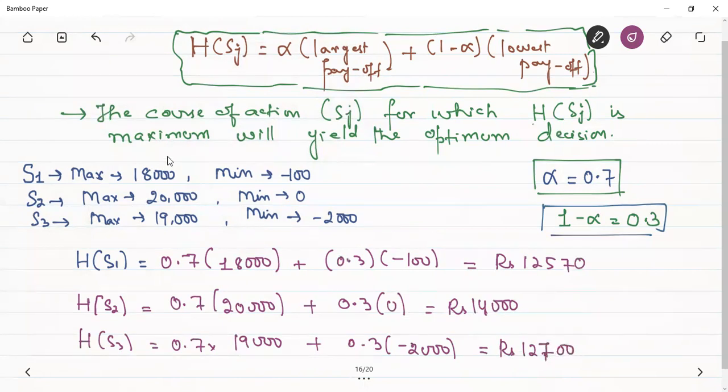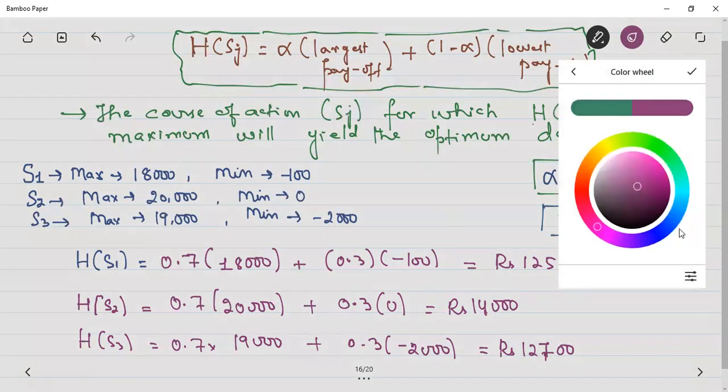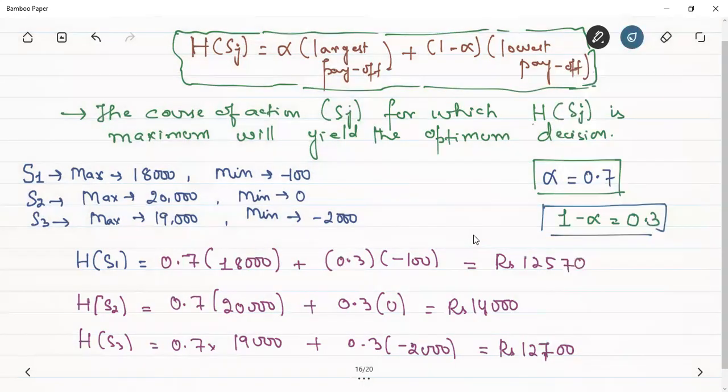So finally, what we have to do, the course of action Sj for which the H value is maximum will yield the optimum decision. Okay. So if we are comparing these H values, we can see that this is max, which means that the strategy S2 will be selected as per this criteria.